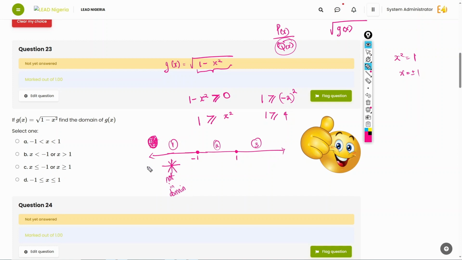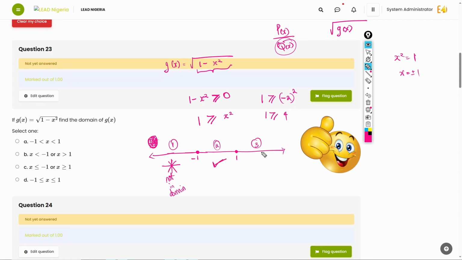Because the number I picked from that space and tested did not work. Next here, I could try 0. I would say 0 squared, I would say 1 must be bigger than or equal to 0. Yes, 1 is bigger than 0, right? So this solution works, right?